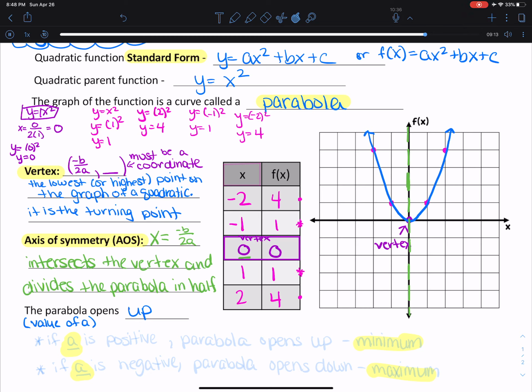In our function, if we look at our value of a, if a is positive, then our parabola will open up. However, if a is negative, then our parabola opens down.